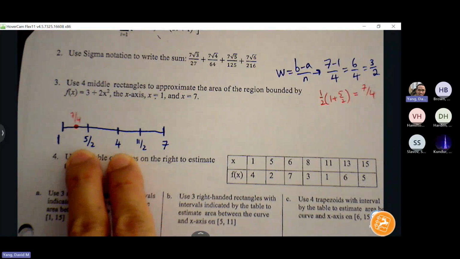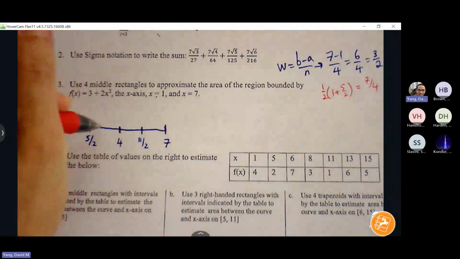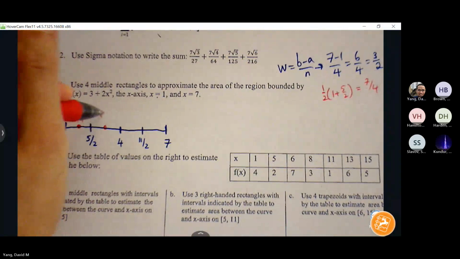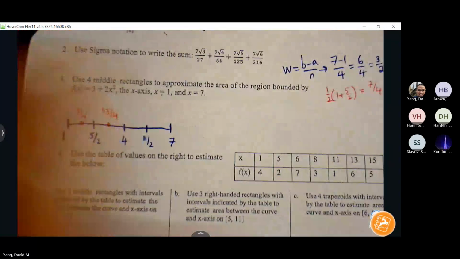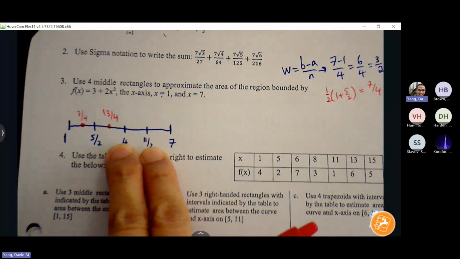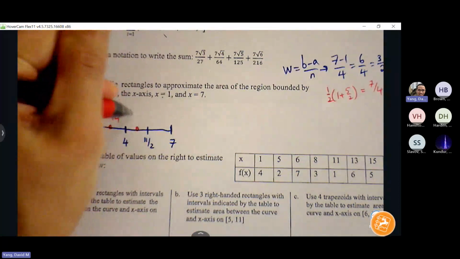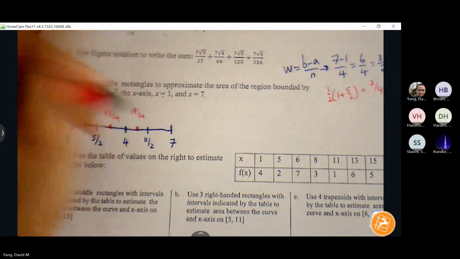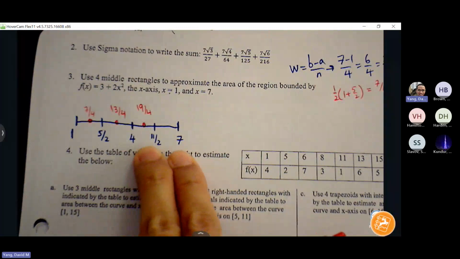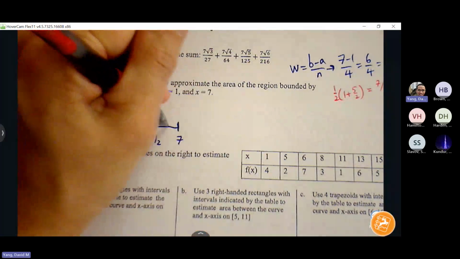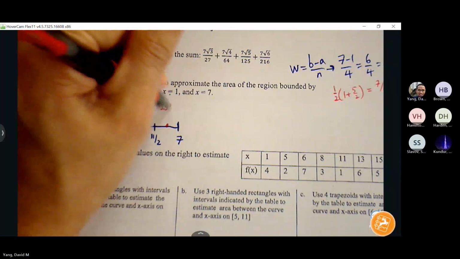Okay. 5 halves plus 8 halves is 13 halves. 13 halves times 1/2 is 13 fourths. 8 over 2 plus 11 over 2 is 19 over 2. 19 over 2 times 1/2 is 19 over 4. 11 over 2 plus 14 over 2 is 25 over 2, times 1/2 is 25 over 4.